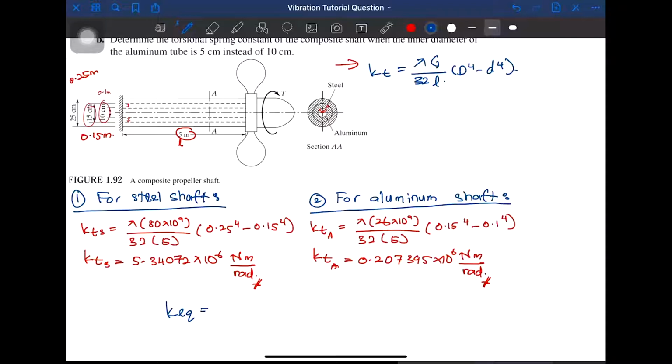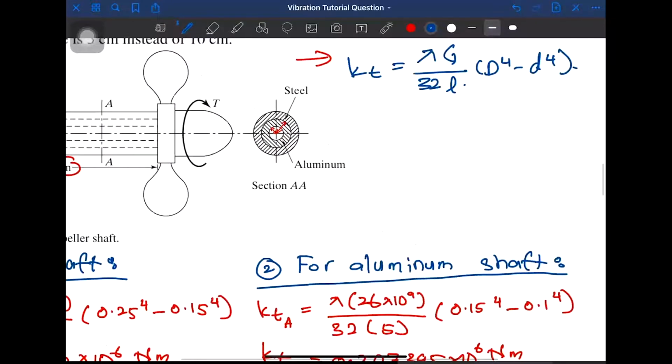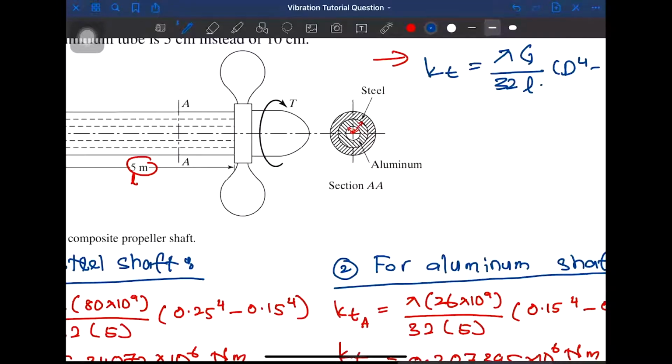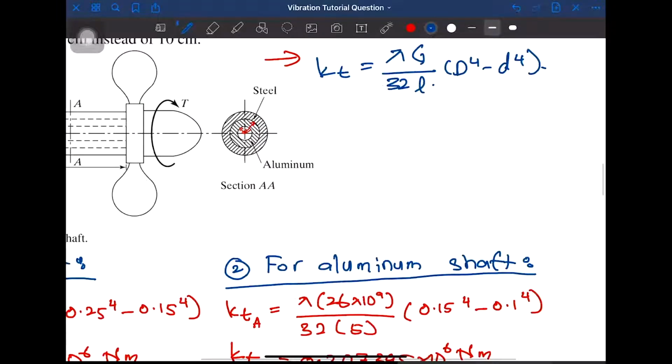Since both elongation will be the same, and since they are attached to each other, you can assume it to be parallel, because why? If I draw it this way, let's say this is K1 and this is K2 and this is the load, for example.